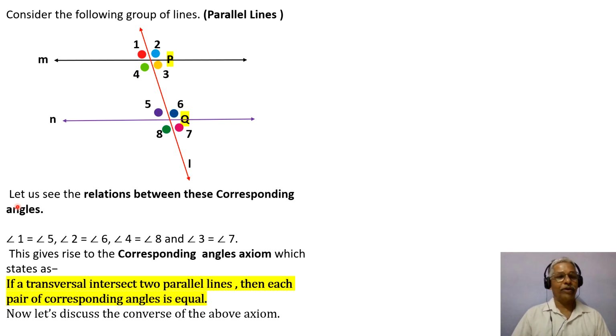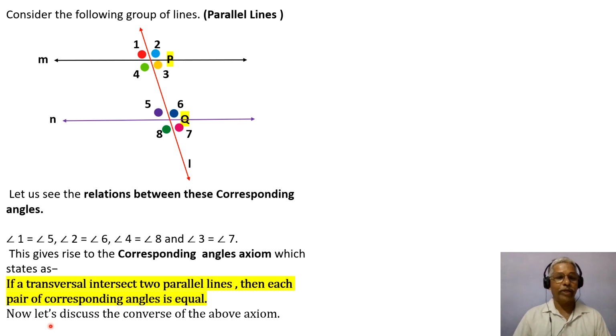So this is the same figure. Let us see the relations between the corresponding angles. 1 is equal to 5, 2 is equal to 6, 4 is equal to 8, and 3 is equal to 7. This gives rise to the corresponding angles axiom, which states: if a transversal intersects two parallel lines, then each pair of corresponding angles is equal.